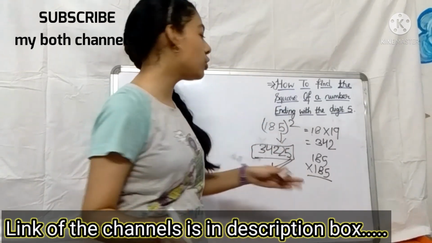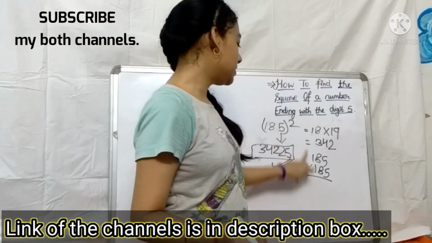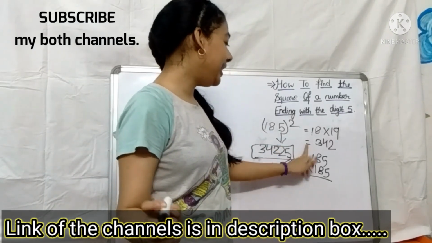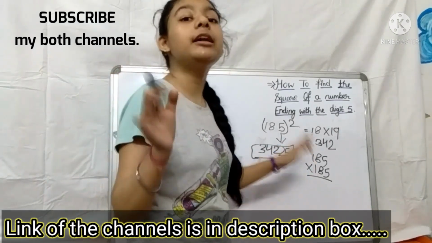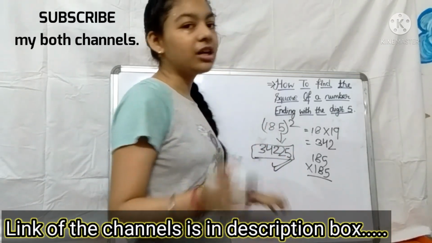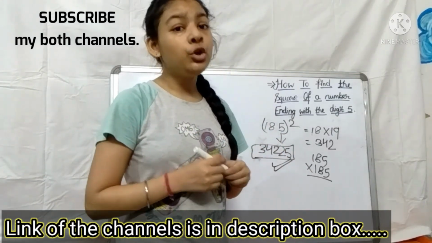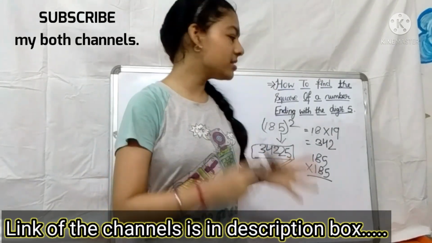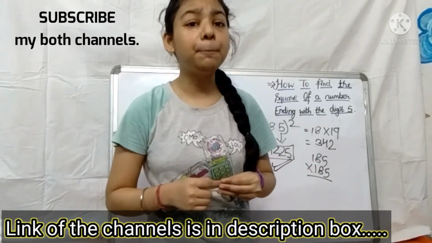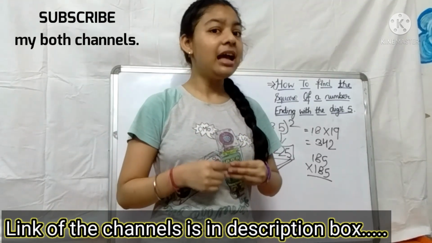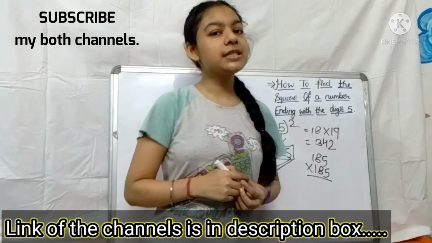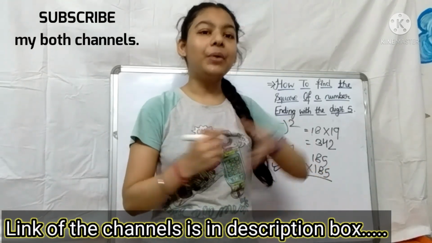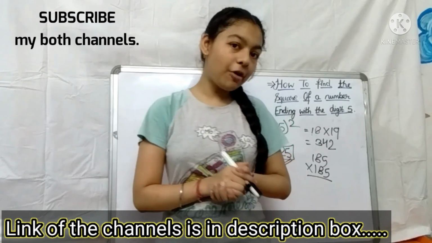You can check in the calculator also. You do one thing: multiply 185 into 185 and see how much time it takes, and then use this trick and see how much time it takes. You will see the difference yourself. Okay, I hope that this short trick is going to help you a lot in your calculations. I am going to bring some more tricks like this and make more videos. So that's all for today's video.